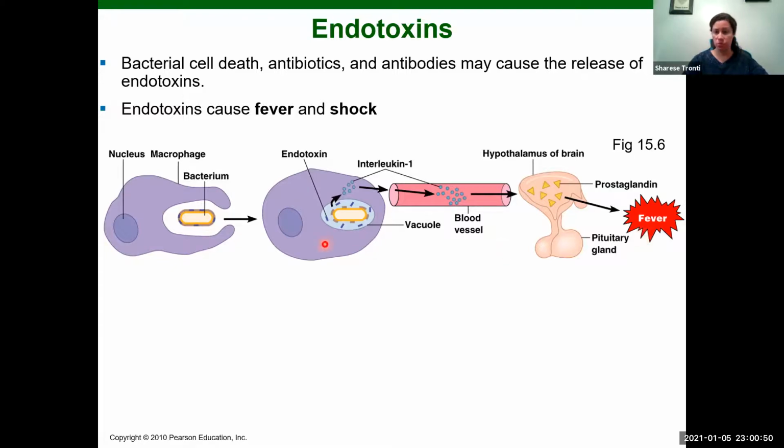So this example here is an immune cell that's killing the bacteria. And then it's going to break down the cell, which is going to release the lipid A. The lipid A causes the cell to produce interleukin 1. Interleukin 1 is released from the immune cell, travels through the blood to the hypothalamus, and stimulates the hypothalamus to produce prostaglandins. And prostaglandins is what leads to fever.